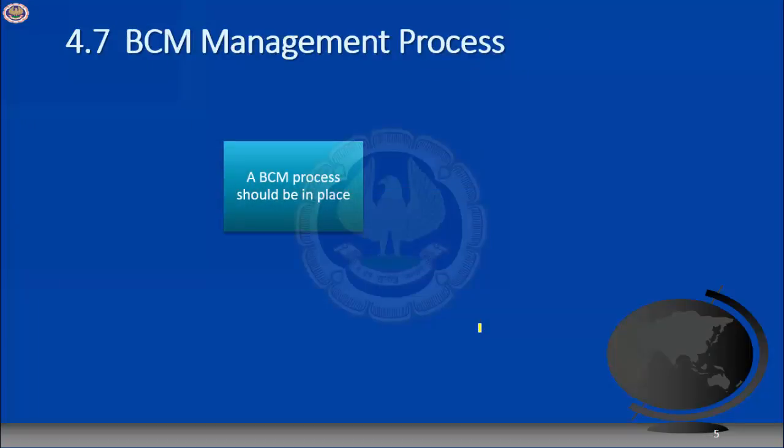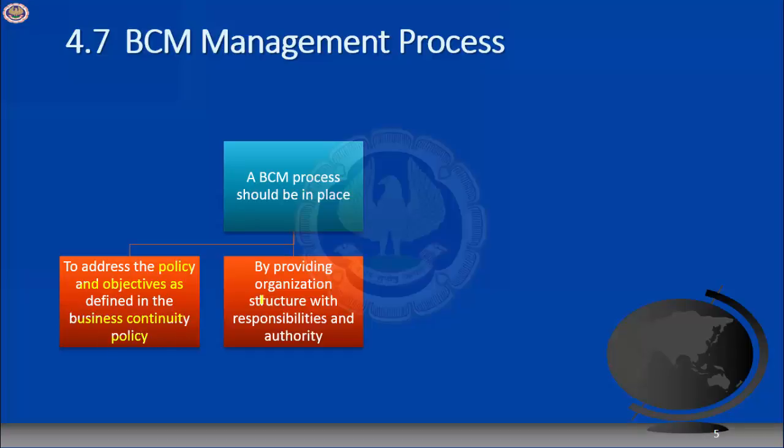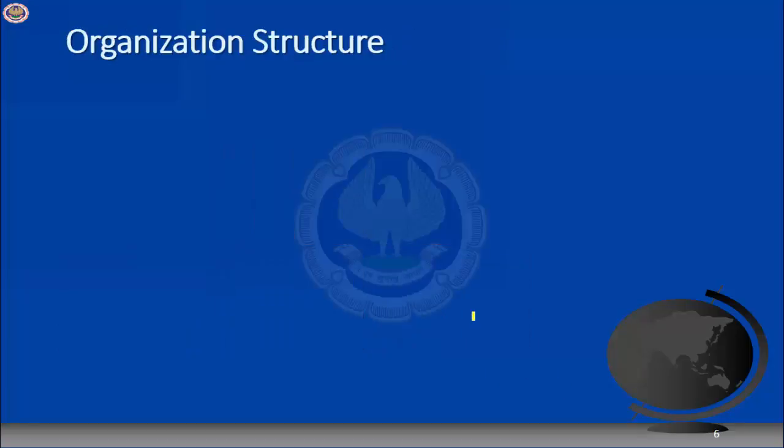Now let's look at the further stage. When you look at the BCM management process, you want to ensure that it addresses the policies and objectives of the organization as defined in the business continuity plans. You also need to ensure that you have the right organizational structure in place with clearly established responsibility and authority. And you need to ensure implementation and maintenance of the business continuity management.